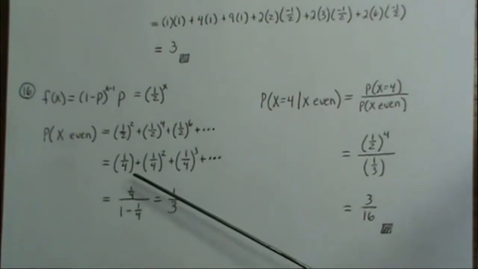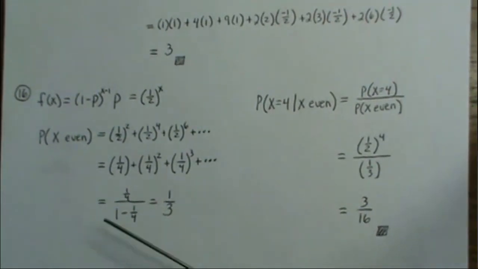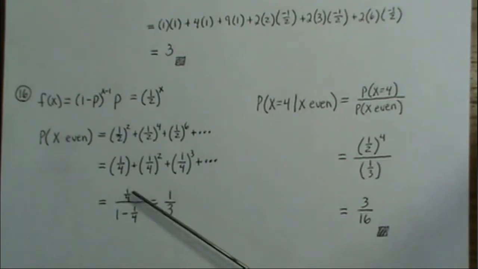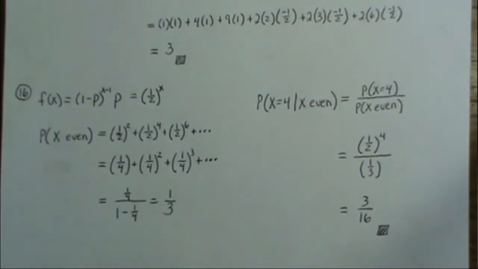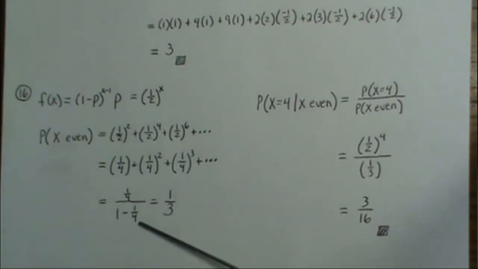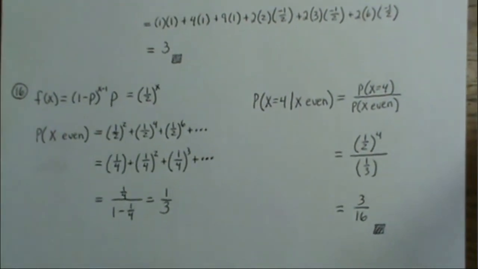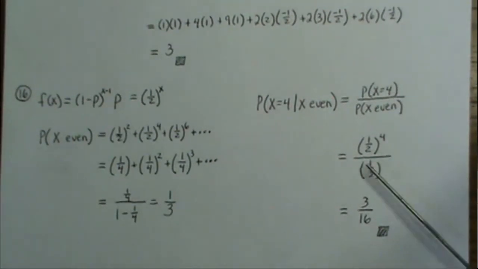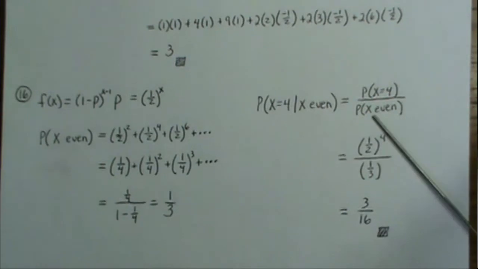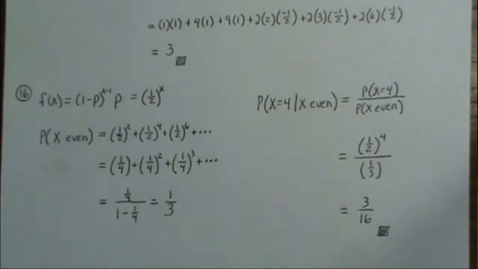And the reason I do that is because now this expression looks like a geometric series. Since the first term is 1/4, that's what you start with, and then it's always 1 minus this number here, which is less than 1, and then you get 1/3. So the probability that x is equal to 4, given that x is even, is this. Well, the probability that it's on the fourth is 1/2 to the fourth, and we just showed that this is 1/3. So you multiply it out, you get 3/16.